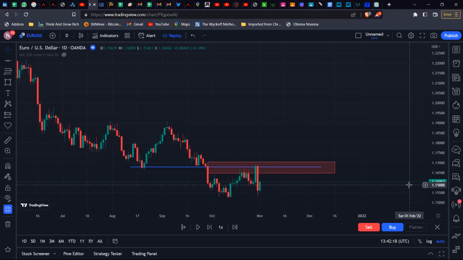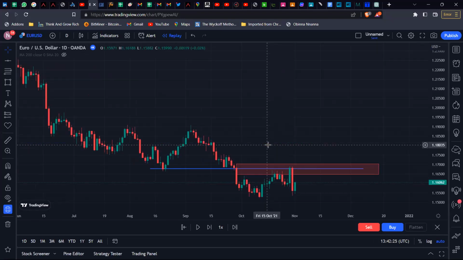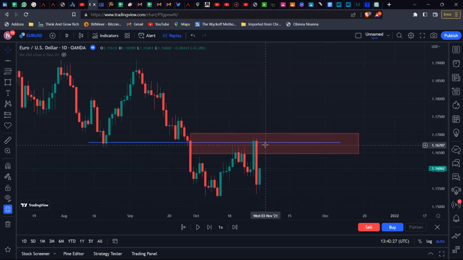Now, again, what is the next one? So, a counter trend line break in this instance. So let's look at this area, for instance, right?